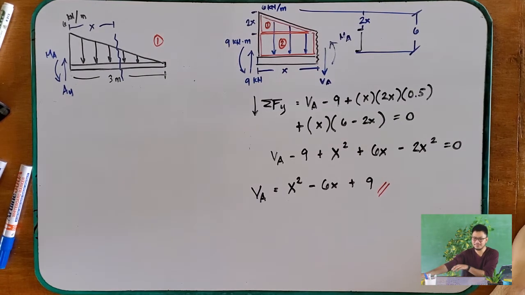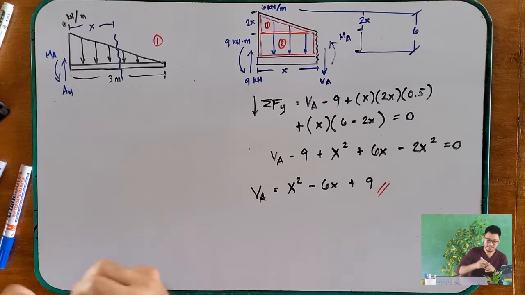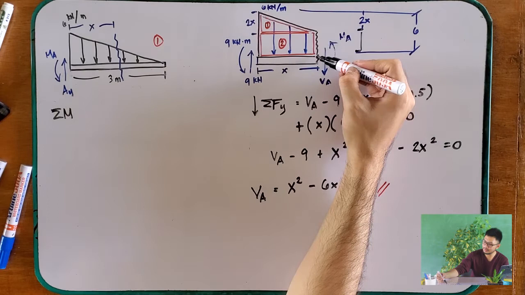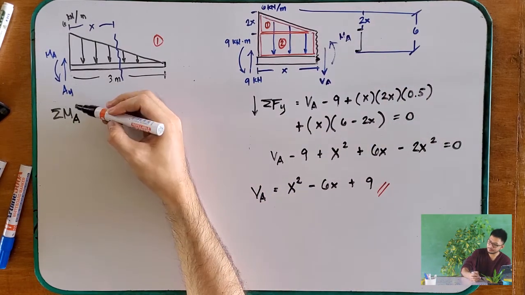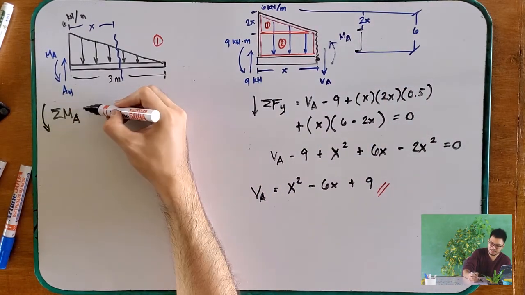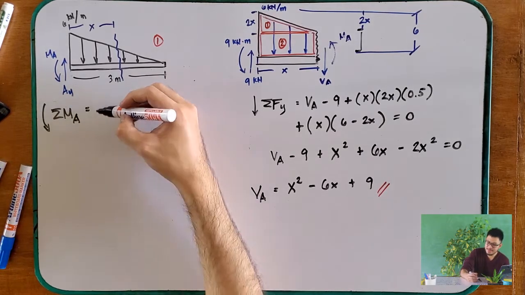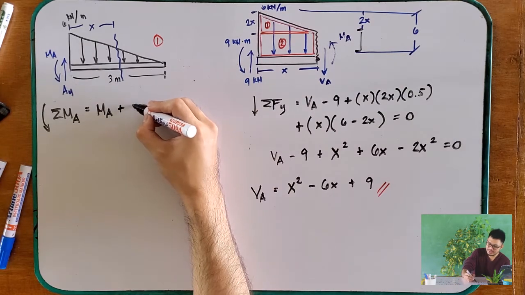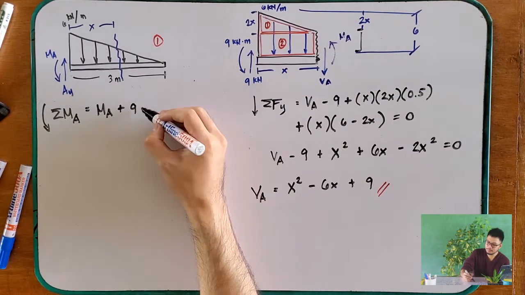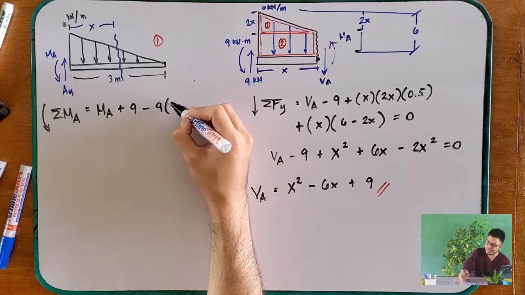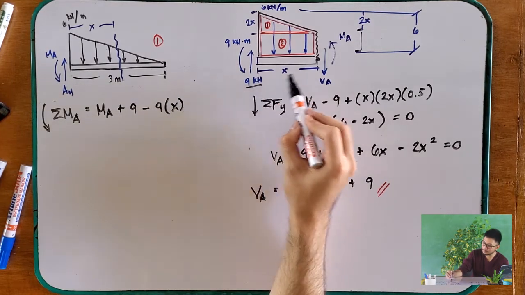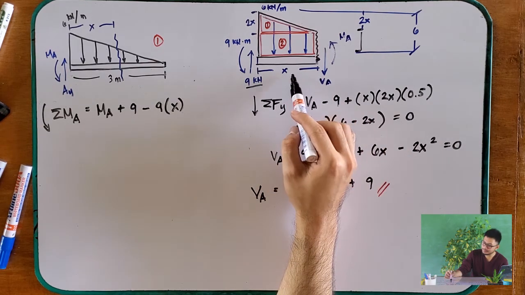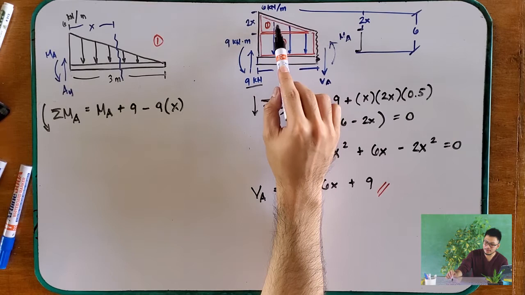Okay. Nahuman na sa VA. How about your MA? Summation of moments about point A, going counterclockwise equals to MA plus ang kaning moment nga 9 plus 9 kilonewton meter minus 9 times x. Kani nga 9 multiplied by the moment arm of x. And then, napatay kaning triangle na punta una.